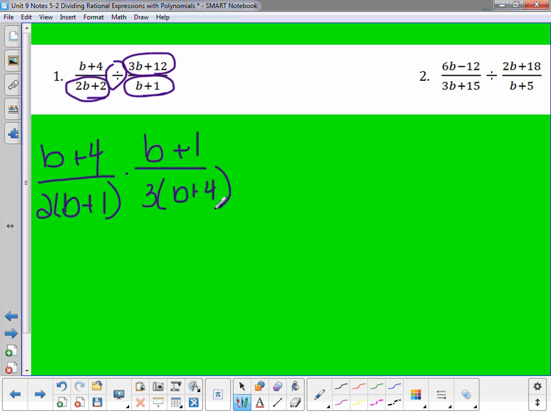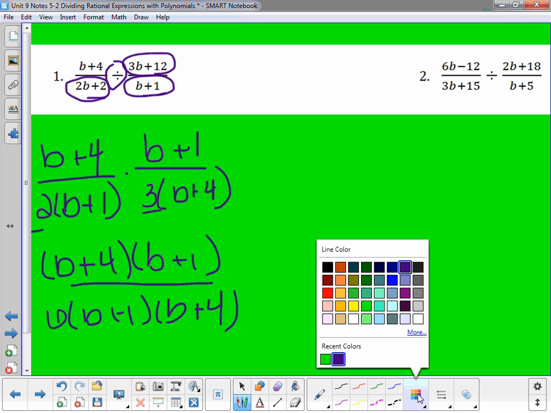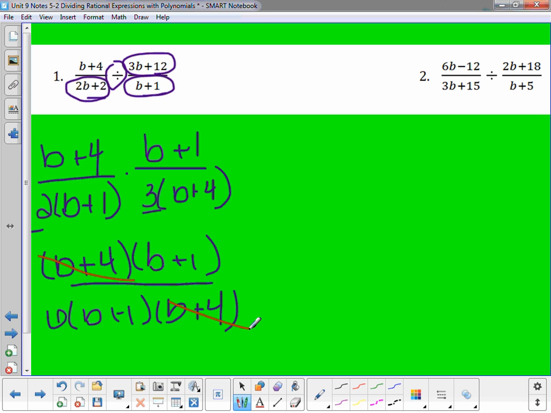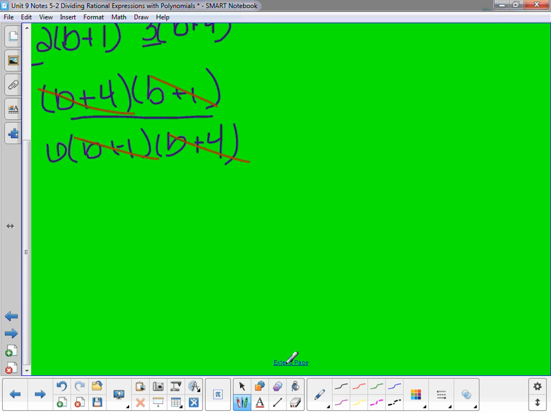So I'm going to write what I have as one big multiplication problem. So I have b plus 4 times b plus 1 on top, and on the bottom I'm going to multiply 2 times 3, which is 6. And then I have b plus 1, b plus 4. So now I want to cancel out those factors that are overlapping. Those cancel, and those cancel. So everything cancels out on top, and I'm just left with 1. And on the bottom, I'm left with 6.